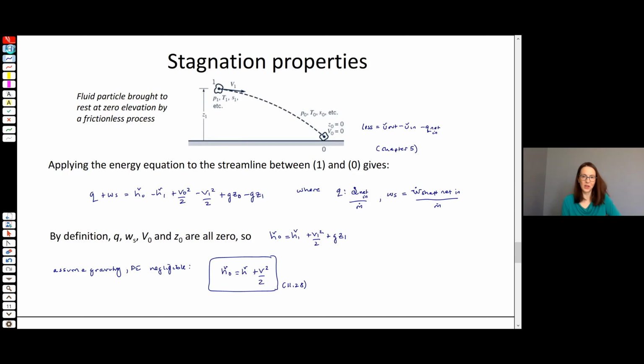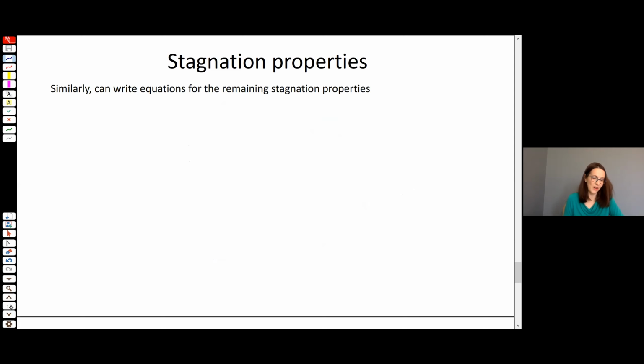All right, I'm not going to go through the derivation for all of the other quantities, but we can just write down our stagnation ratio quantities. And it looks like we'll probably not get to the second example, but I will write it out and upload it. All right, so the stagnation temperature, T naught, is equal to T plus V squared over 2 c_p.